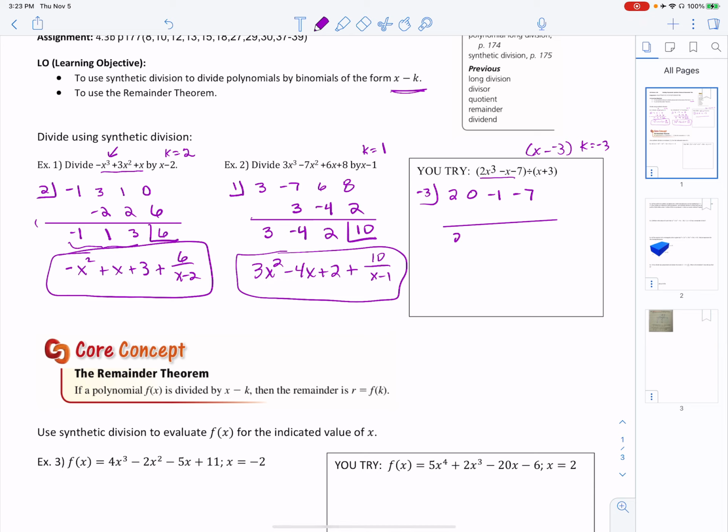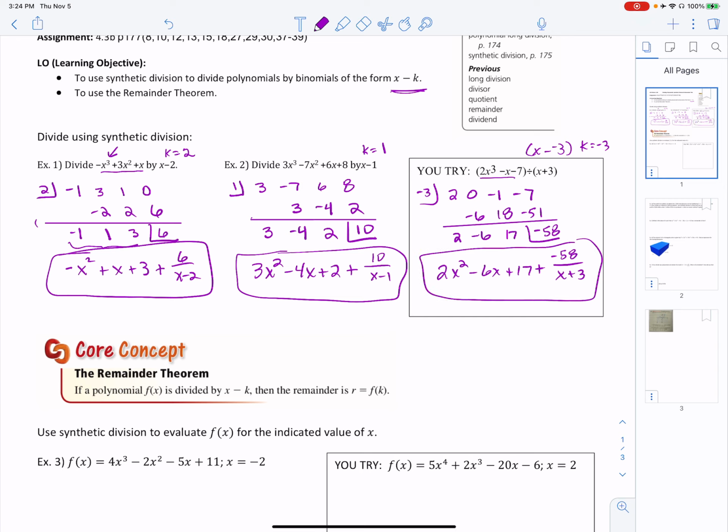See how you did. Bring down the 2, multiply times -3 is a -6. Add, take the -6 times -3 and add, and take the -3 times 17 and add, and that's the remainder. So we have 2x squared minus 6x plus 17 plus -58 over our divisor of x plus 3. How'd you do?